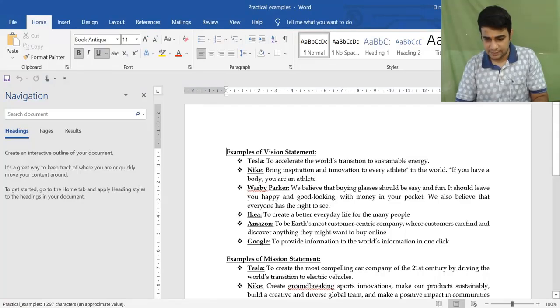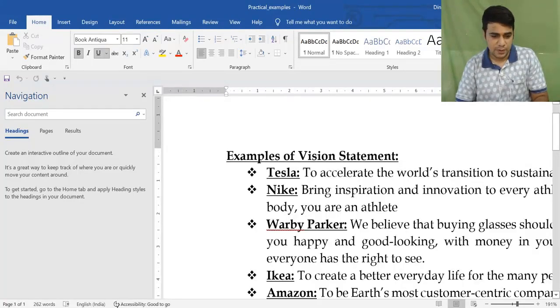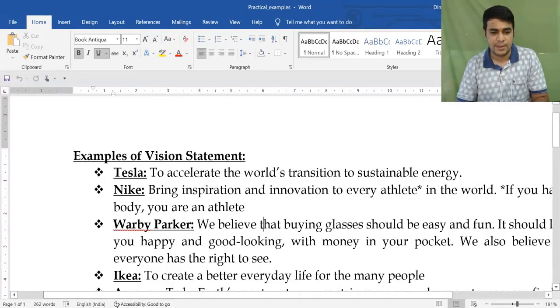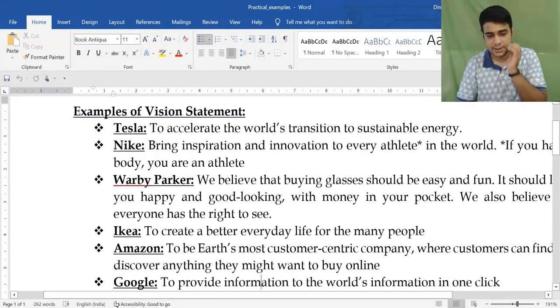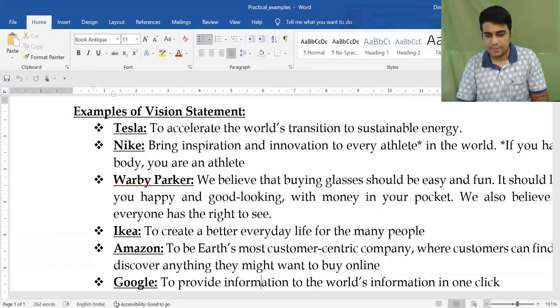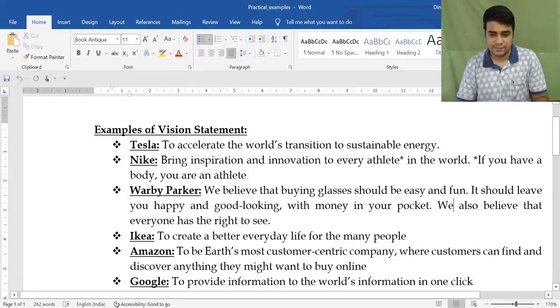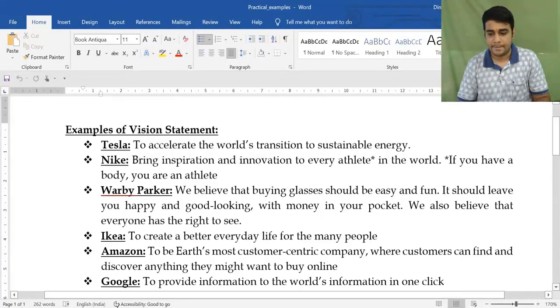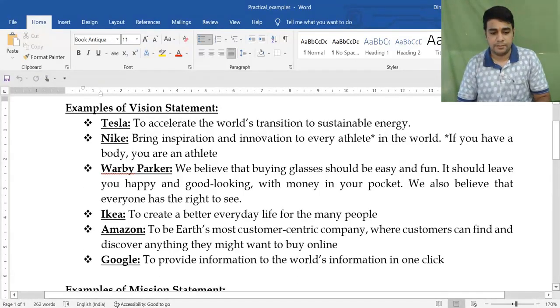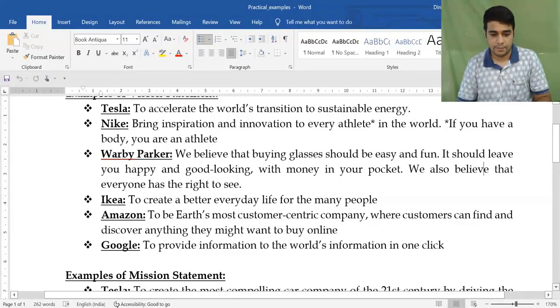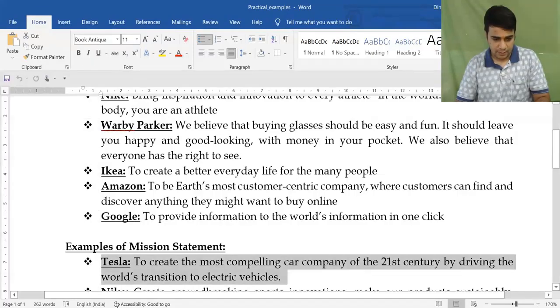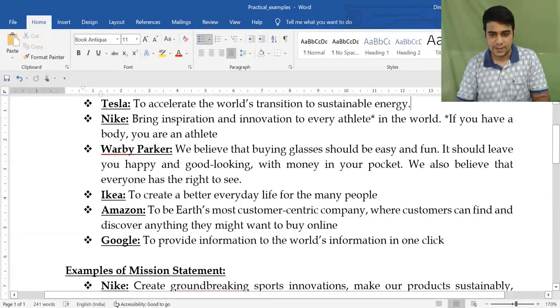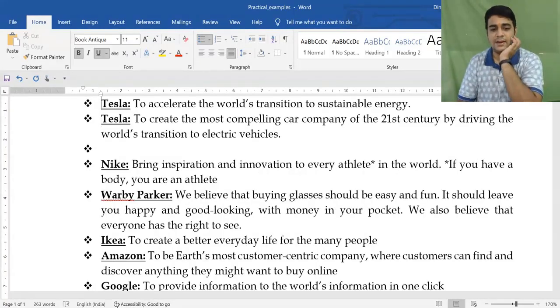You can just read this. These are vision statement and mission statement of the companies which you will be able to relate. Most of them you should be able to relate. Nothing much for me to do. You can just read through these. Just give me a minute. I'll paste the vision and mission together. So, the first one is vision, the second one is mission, so that you understand the difference.